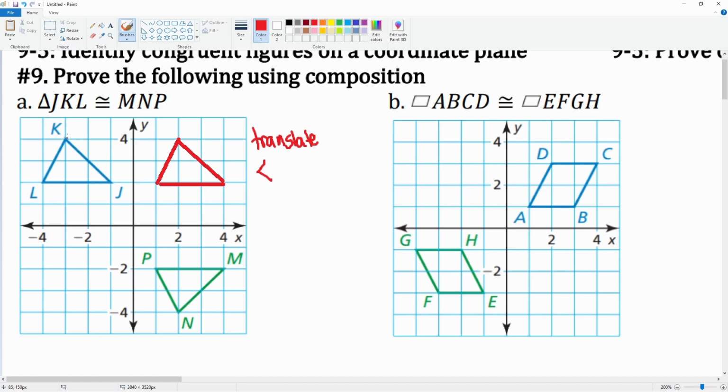How much did I go? 1, 2, 3, no wait, 1, 2, 3, 4, 5. So 5 to the right and 0 down. Okay, so I did that. Then how do I go to the green? Ooh, that looks like a reflection. So then I reflect over the x-axis. Perfect. Good.